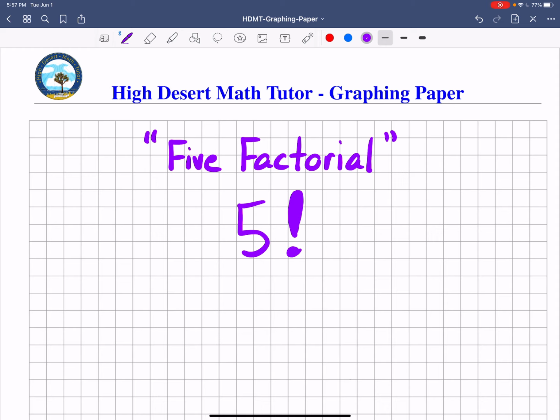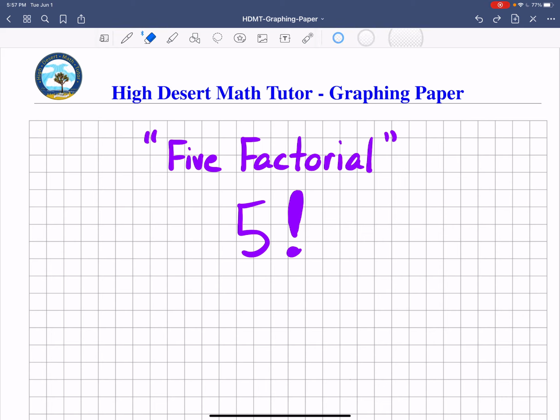Today I want to take a moment to talk to you about factorials. In math, this exclamation point has meaning. That is called the factorial symbol. Right here, 5 with the exclamation point is called 5 factorial. The factorial is a shorthand way of writing the multiplication of a bunch of different numbers.